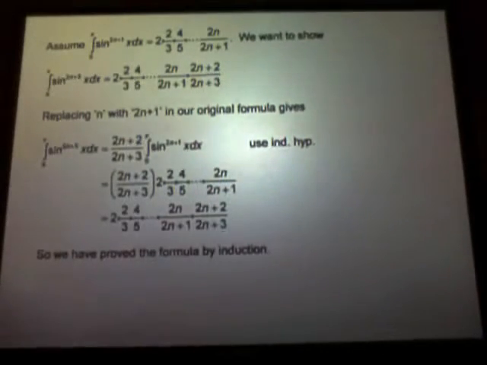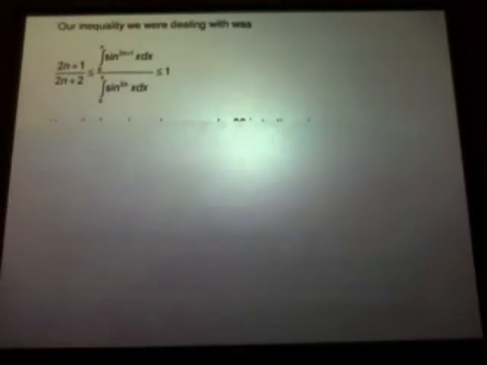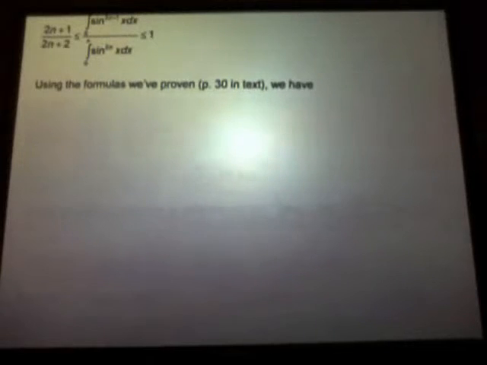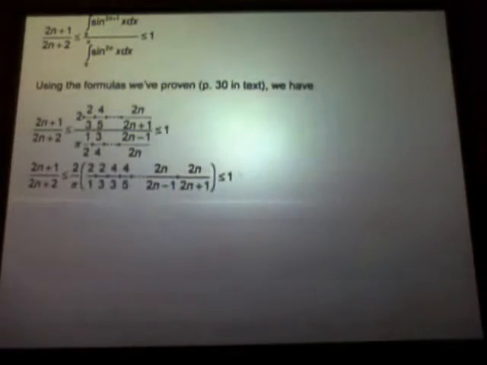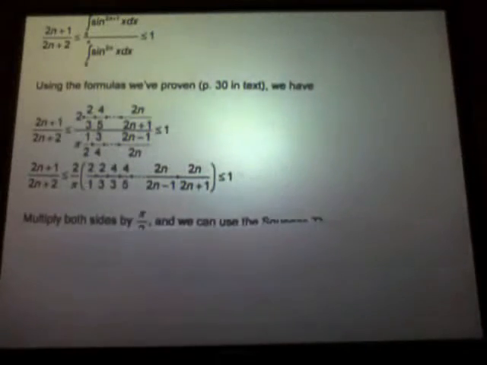Okay, so the original inequality was this. And then using the formulas we've proven, which are at page 30, we have this, right? Those multiplication formulas. So what I did here was you have the 2 over pi, and then I kind of flipped everything. Yeah, the 1/2 goes up. Right. The 4/3 goes up. I wanted it to start looking like the answer, what we're going for.